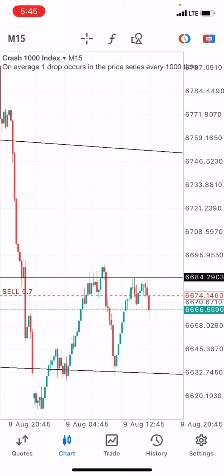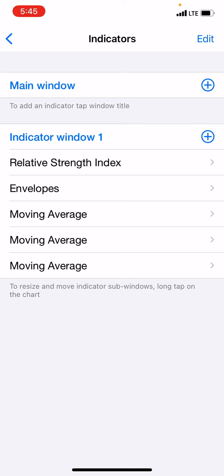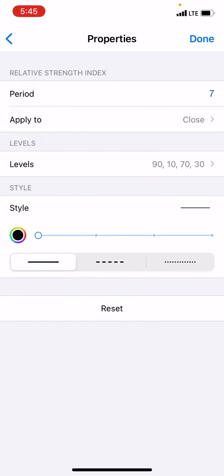So let me go ahead and show you guys a powerful combination of indicators that you can also use to confirm what price action says already. Here we have the relative strength index. We have period 7 applied to close. Levels are 90, 10, 70 and 30. Just click done when you're done with that.